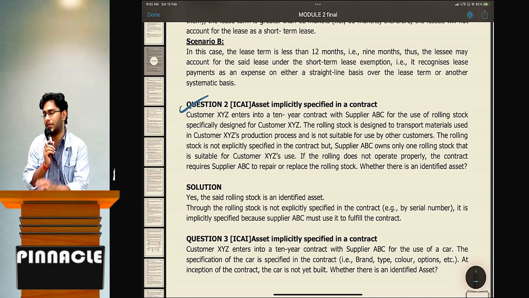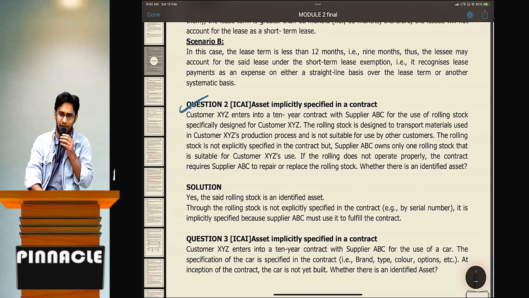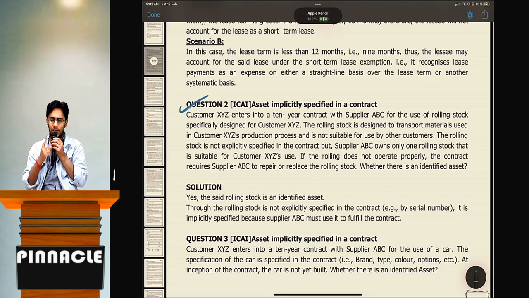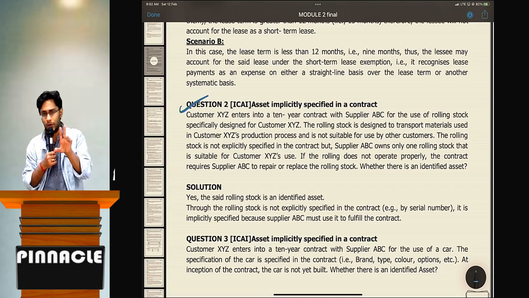Sir, if it has to be an identified asset, total the 3 points we have discussed. Identified asset must be mentioned either explicitly or implicitly, number one. Number two, it should be physically distinct. And then you have to evaluate the substantive substitution rights of the supplier. 3 points. This particular question is based on 2 points.